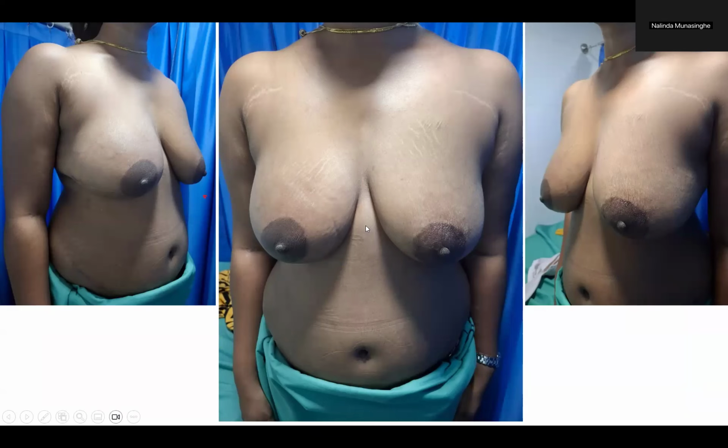So there are options for reconstruction. Wouldn't it be better to do a reconstruction if it is possible, rather than having a flat chest and lopsided? So there are options available. It's your duty to discuss with the patient and the family and give the options for a better outcome. The priority is oncological clearance, to safeguard the patient from the cancer, as well as for them to have a better quality of life. Any questions?